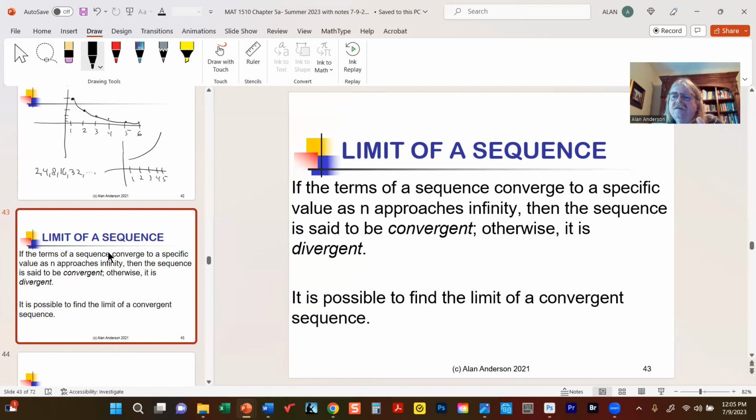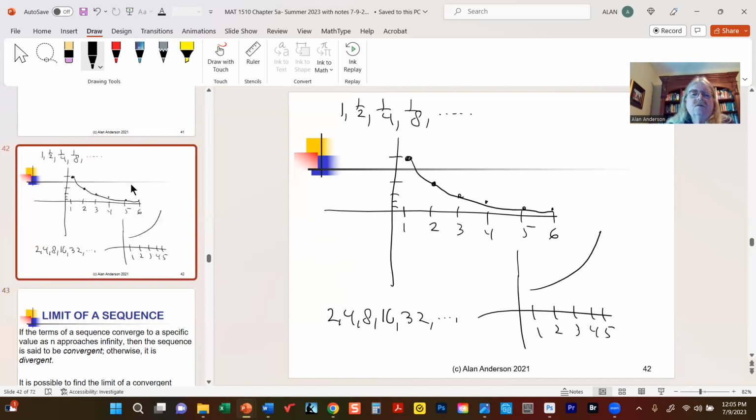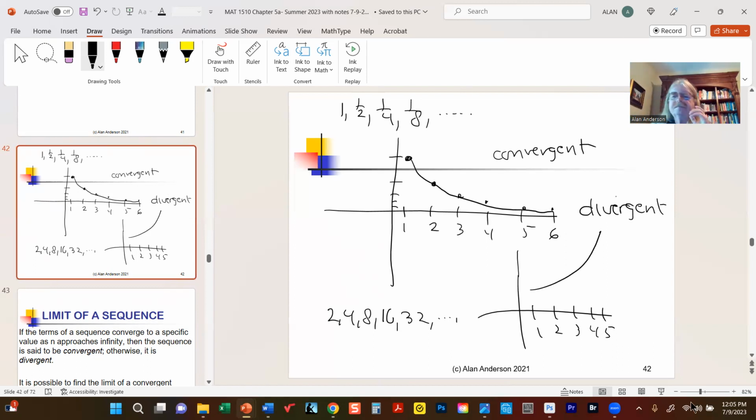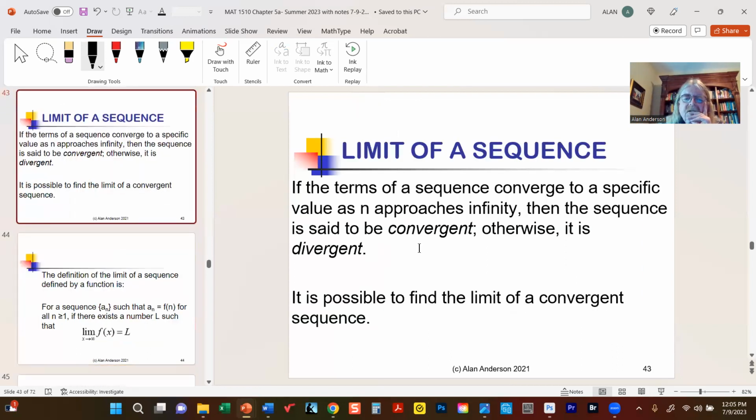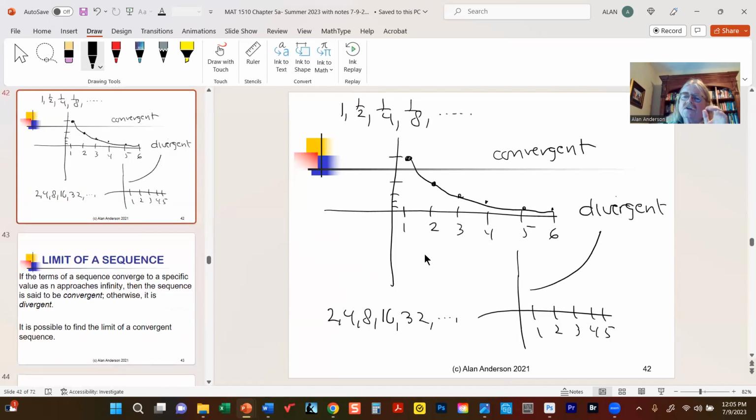Okay, that's all we have. And you can see here, this sequence is convergent. And this one is divergent. It's just going to grow forever. Eventually it'll reach infinity, or at least it's heading towards infinity. Now, if the sequence is in fact convergent, we can use limits to find out what it converges to.